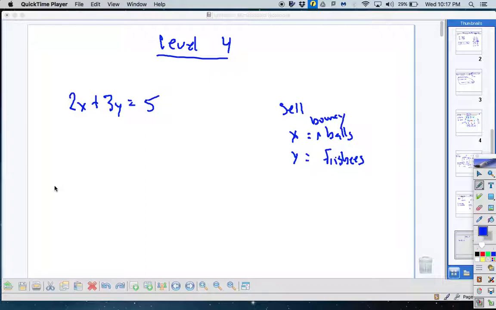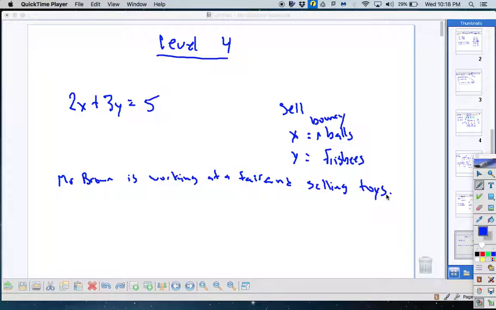So here we go. First off, we want to relate it to someone, so we're going to pick a name. I'll just use myself this time. So Mr. Brown is working at a fair, and he's selling toys. Okay? So the first sentence is generally just to introduce what's going on. So Mr. Brown is working a fair and he's selling toys. So we now know what's happening in this story.